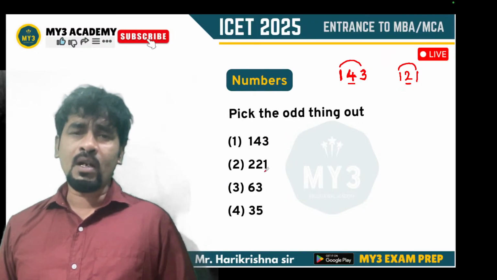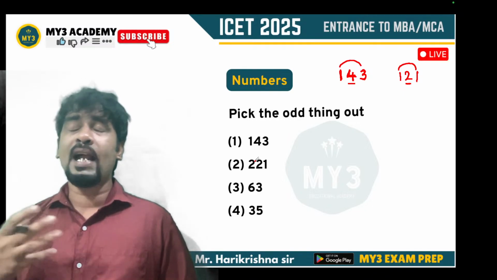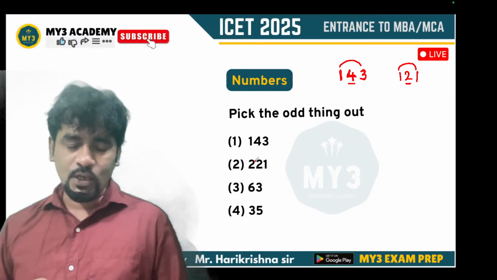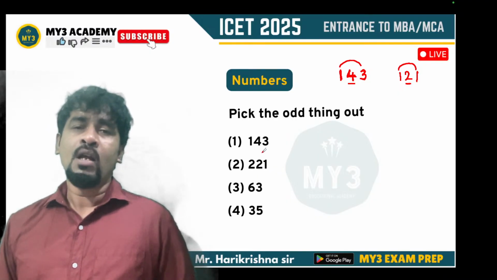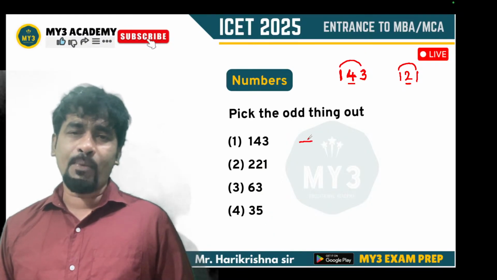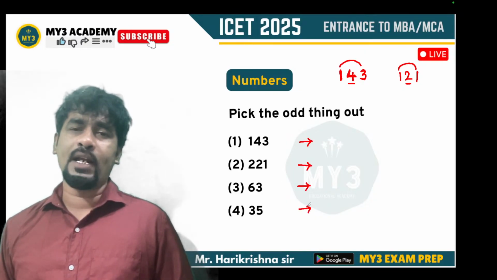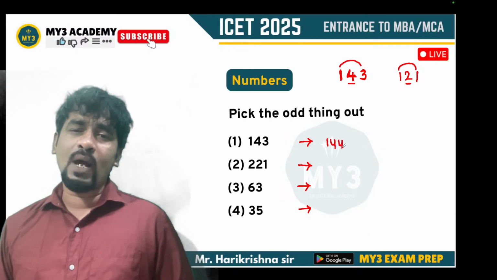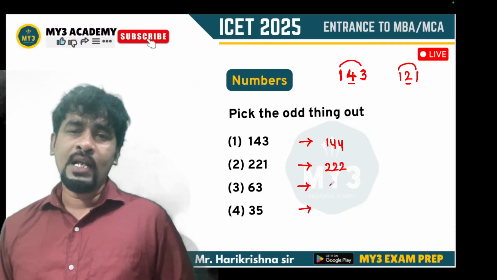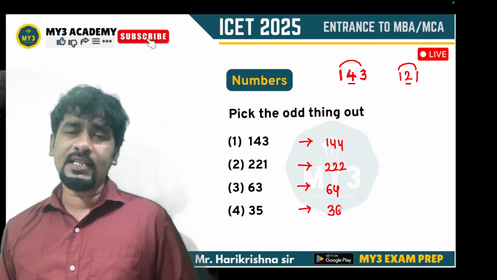That's one point which you have to realize. Understanding which numbers are 11 multiples is very useful while you are solving questions. So this is 143, 221, 63 and 35. By looking at this, I am able to understand a point, but let's look at these numbers by increasing 1 to all the numbers. 143, if I increase 1, it is 144. 221, if I increase 1, it is 222. 63, if I increase 1, it is 64. 35, if I increase 1, it is 36.